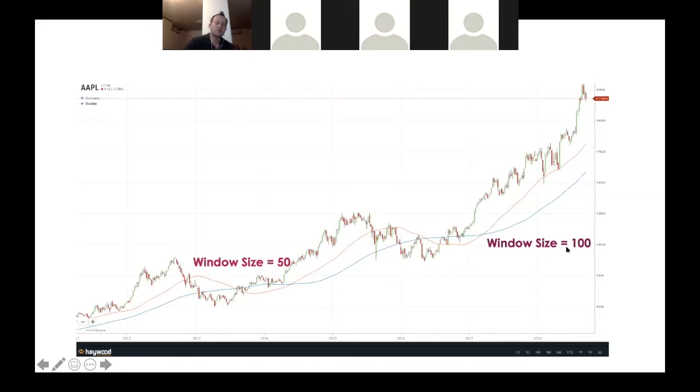And again, just to repeat that, a moving average with a larger window size is going to change a lot slower than a moving average with a smaller window size. That's because with a smaller window size, we just have fewer points to deal with, so we're able to follow and track the asset a little bit better.